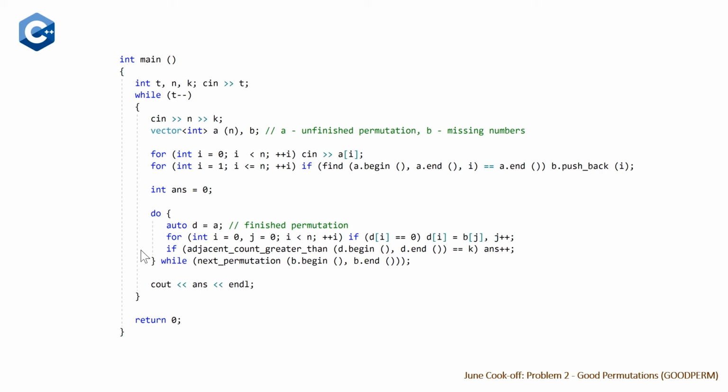And then once we do this, we make a call to adjacent count greater than, which I'll show in a second, and this is just going to count the elements at index I that are greater than the element at I minus 1. And if that's equal to K, we do a plus plus on our number of good permutations. And then once we finish this do while loop, we can just output the answer.